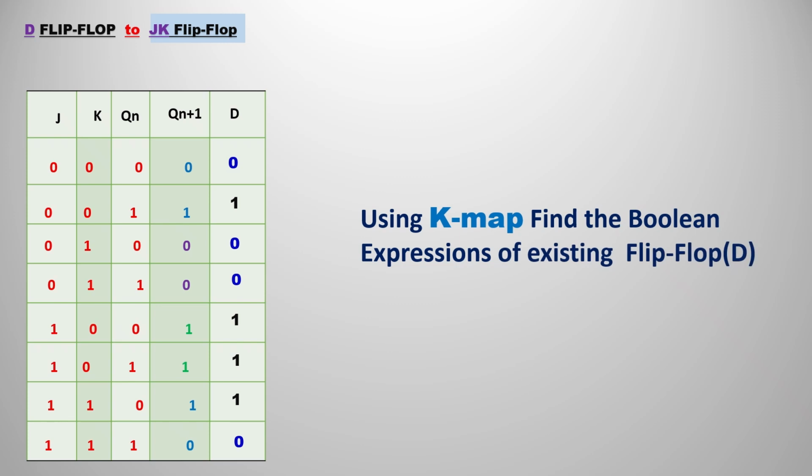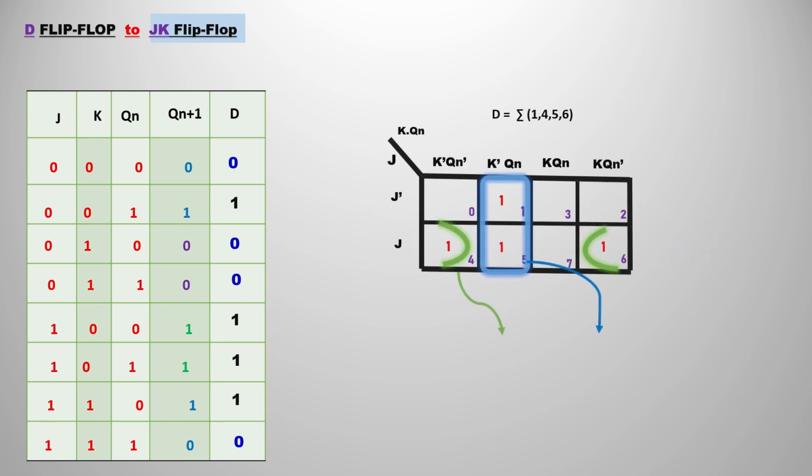As usual, using the K-map we are going to find the Boolean expression of D, which is the D flip flop, and again convert that to the JK flip flop. This is the K-map that you can also observe here. As we have three variables here, that is J, K, Qn, Qn plus 1 is our final output, the main output, so you should not consider Qn plus 1. As we have three variables, I took a three variable K-map. Row wise I took J, and column wise I took K, Qn.